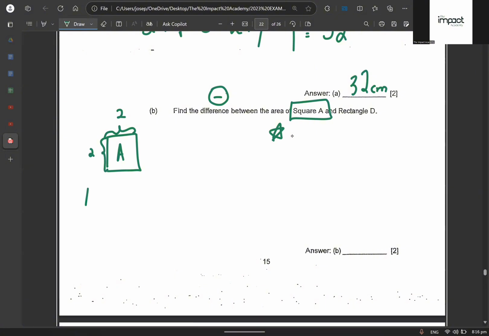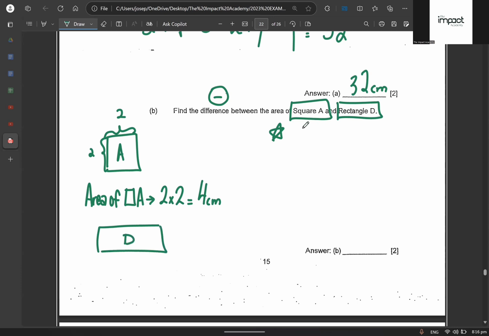All right, so we are going to say area of square A is equal to 2 times 2. Am I making sense? We get to an answer of 4 cm squared. Do you all understand? Then finally, we have the next one, which is the rectangle.